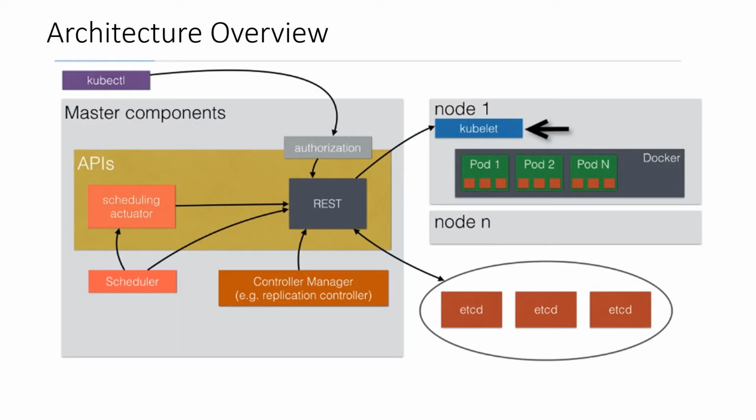Here is the flow of the architecture diagram. Normally kubectl will talk, then authorization, then you can use the API and you can schedule the number of pods, and the flow talks to the etcd store, etc.